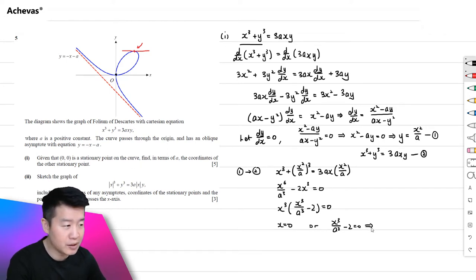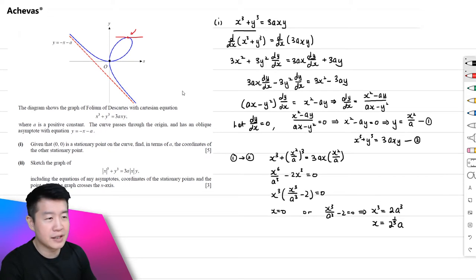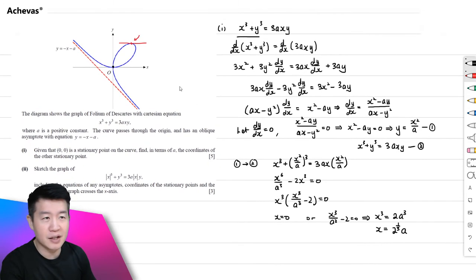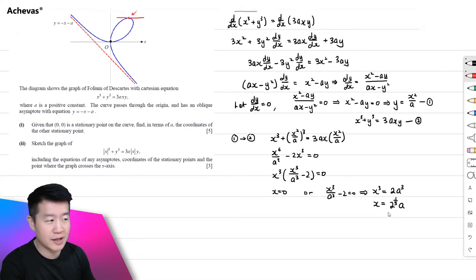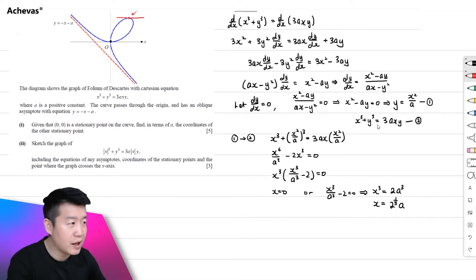So from here, x to the power of 3 is going to be equal to 2a cubed, which means that x is going to be 2 to the power of 1 over 3 times a. Okay, great. It is a positive number, exactly according to what we have expected, because we are expecting the other stationary point to be in the first quadrant. So it has a positive x coordinate.